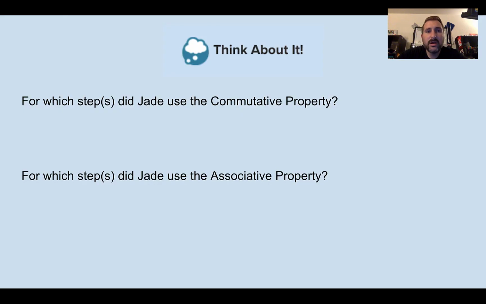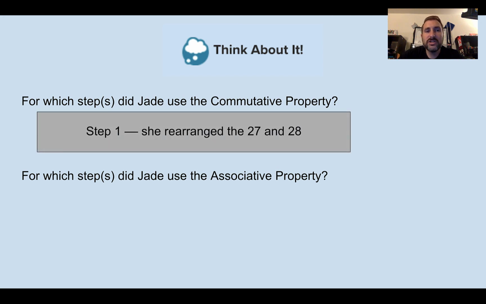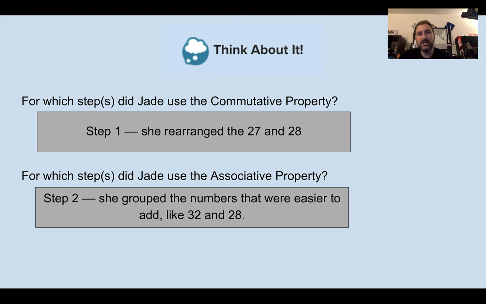On the side, write down when did she use the commutative property, when did she use the associative property. Again, I did mention this, but please pause the video now and write it in your own words. You should have said step 1 is when she used the commutative property. She moved the 27 and the 28, so they were by numbers that were better to add. And step 2 is when she used the associative property. She grouped the ones that were easy to add together.